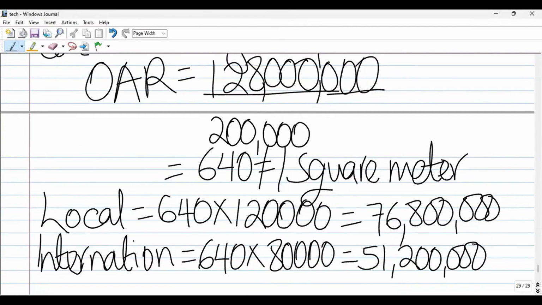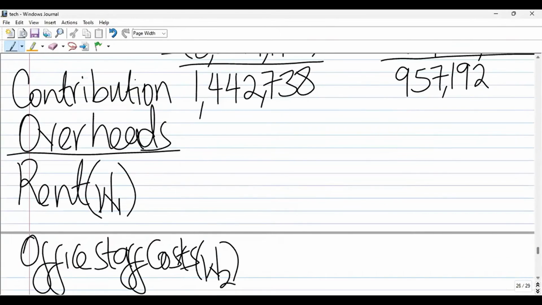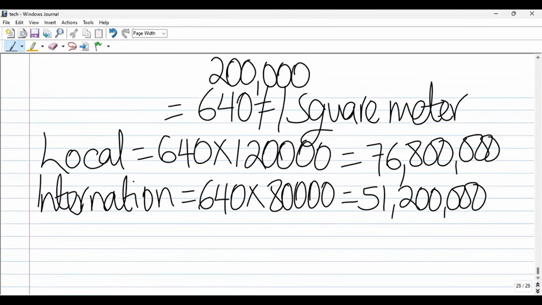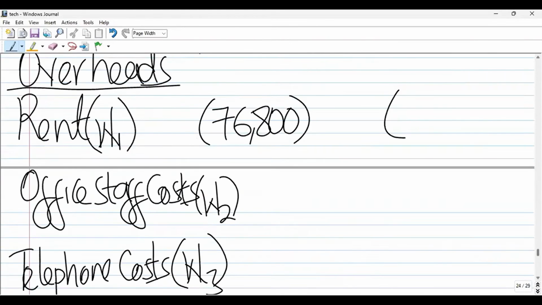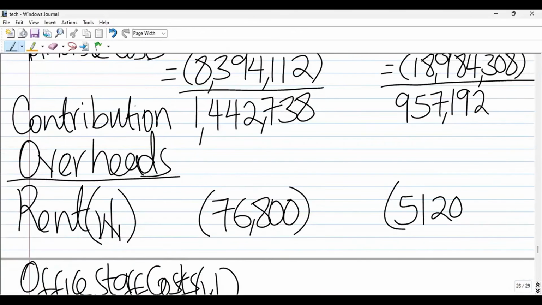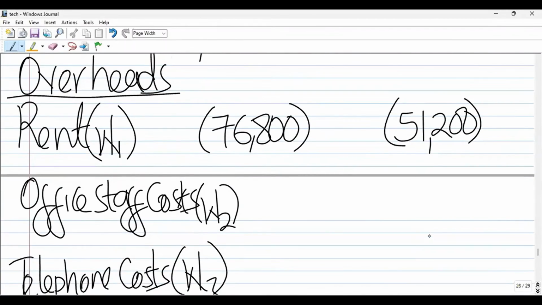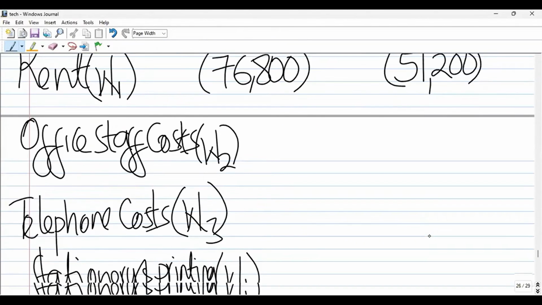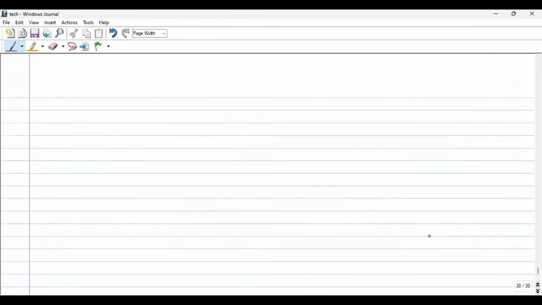So meaning for local, we are taking 76,800 without the thousands, because we don't want the thousands. Then international, we are taking 51,200 without the thousands in brackets, because these are costs which we are going to subtract from the revenue or contribution. So anyone who has not understood that, please ask. Everyone has. We go to working number 2.